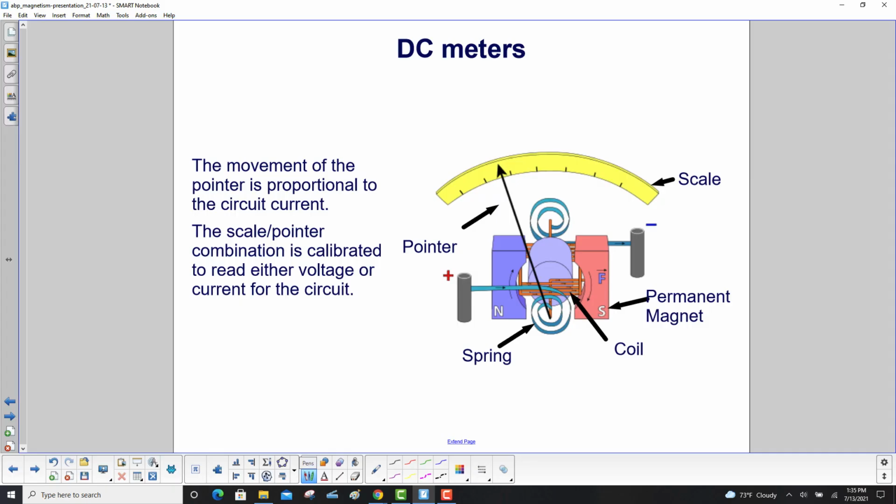The movement of the pointer is proportional to the circuit current. The greater the current, the more the pointer moves. The scale-pointer combination will be calibrated to read either voltage or current for the circuit. And again, the hookup will be slightly different here, because if you're using an ammeter, it will be in series with your circuit. If you're using a voltmeter, it will be in parallel to whatever you're trying to measure.